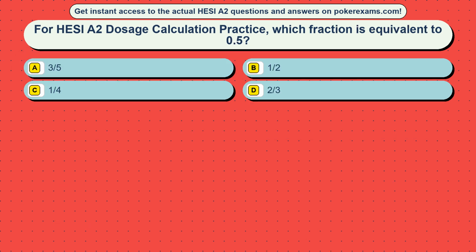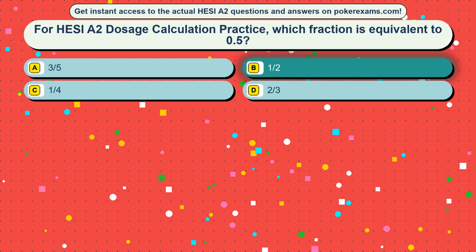Question 12. For HESI A2 dosage calculation practice, which fraction is equivalent to 0.5? Option A, 3/5. Option B, a half. Option C, a quarter. Option D, 2/3. The correct answer is option B, a half.